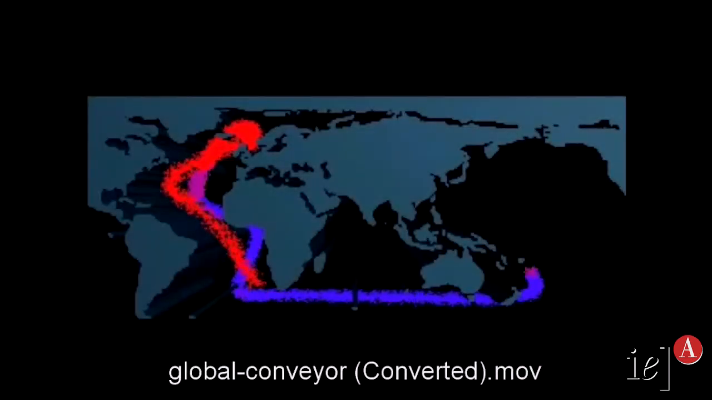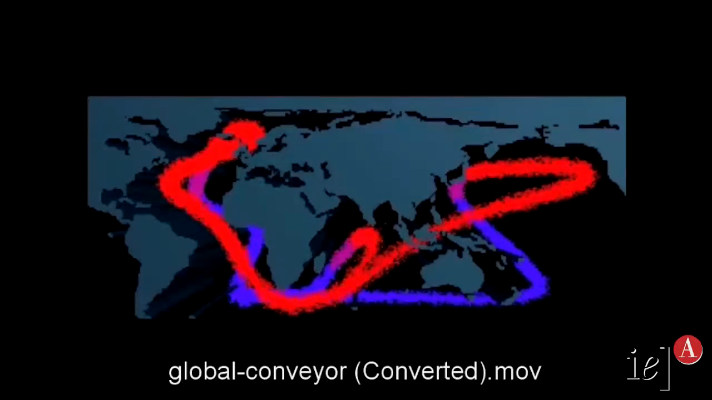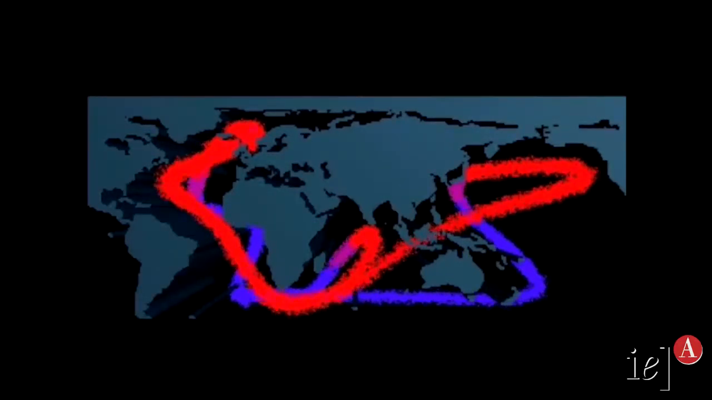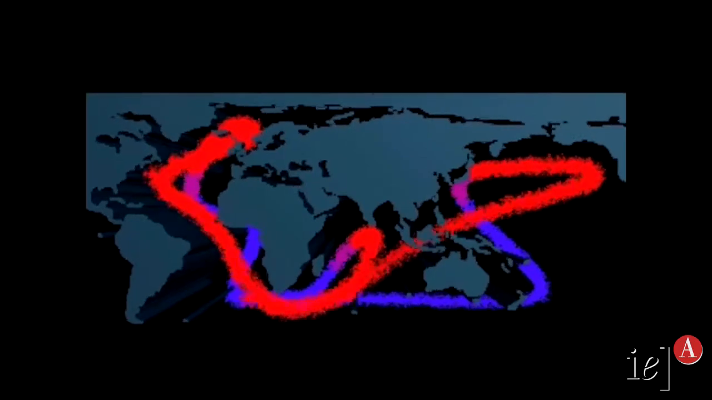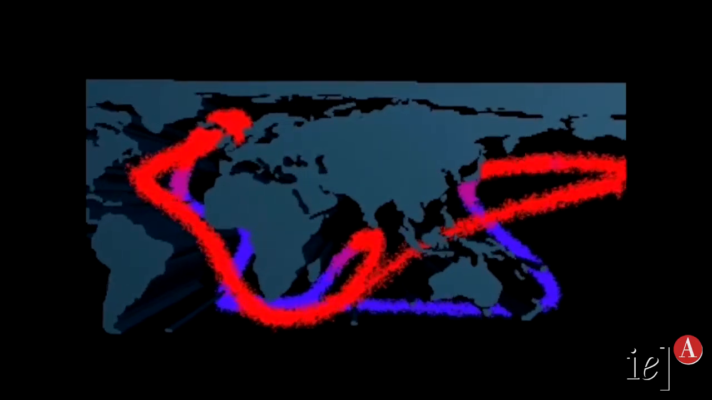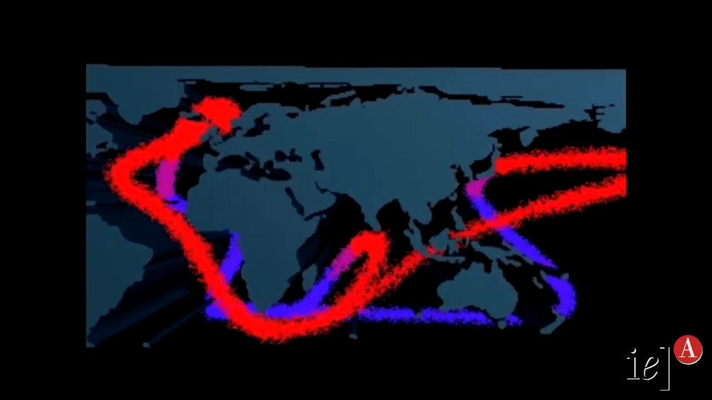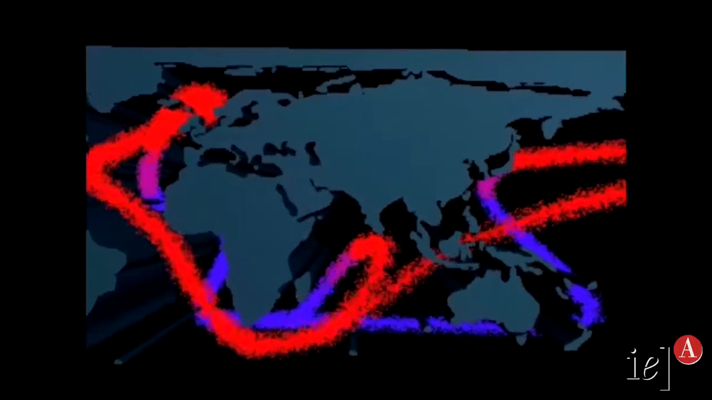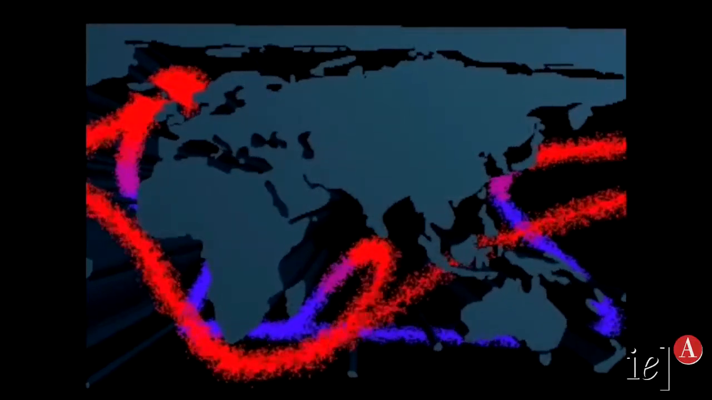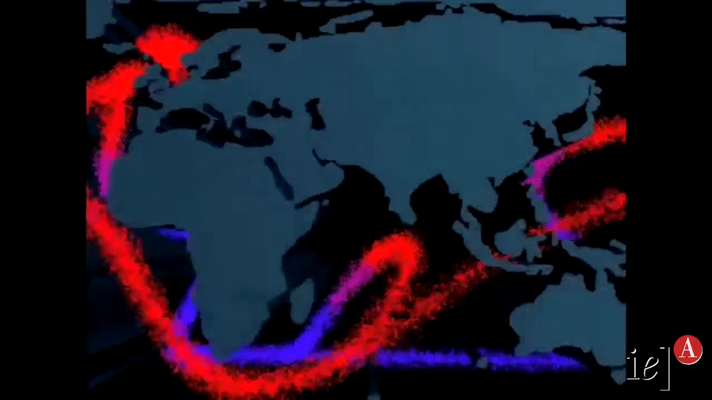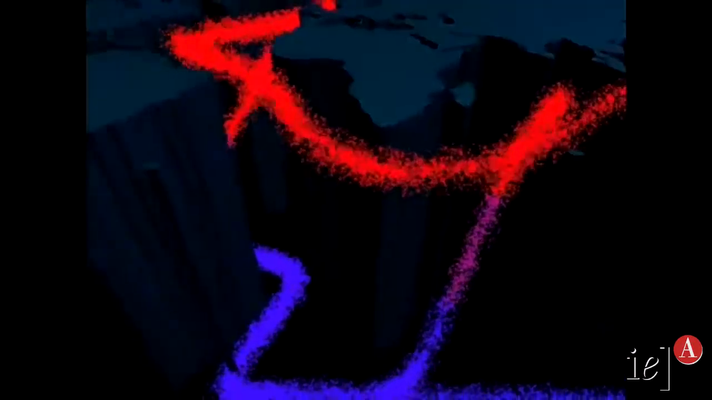The global conveyor belt is the major system that carries heat in Earth's ocean. The heat transport of this system helps to moderate Earth's climate. This model shows in a simple way how heat is transported from the low and mid latitudes to the far North Atlantic. Shallow currents are warm and shown as red. Deep cold currents are colored blue. The moving pulse shows the general direction in which ocean currents flow.